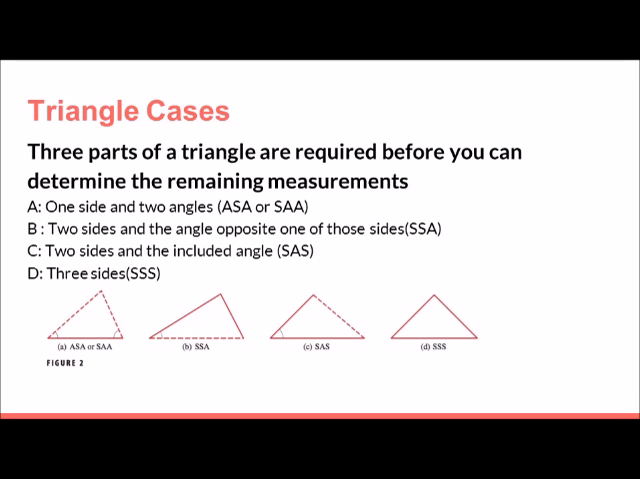There are three parts of a triangle that are required before you can use the law of sines to determine the remaining measurements. There are four cases for these three parts of information. In case A, you're given one side and two angles. In case B, you're given two sides and one angle. In case C, you're given two sides and the included angle. And in case D, you're given three sides. Only cases A and B are cases where you can use the law of sines.